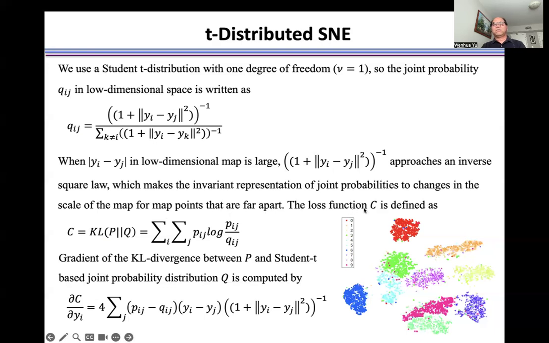The loss function C is defined by KL divergence. The gradient of the KL divergence between P and the Student t-based joint probability distribution Q is computed by using this formulation.